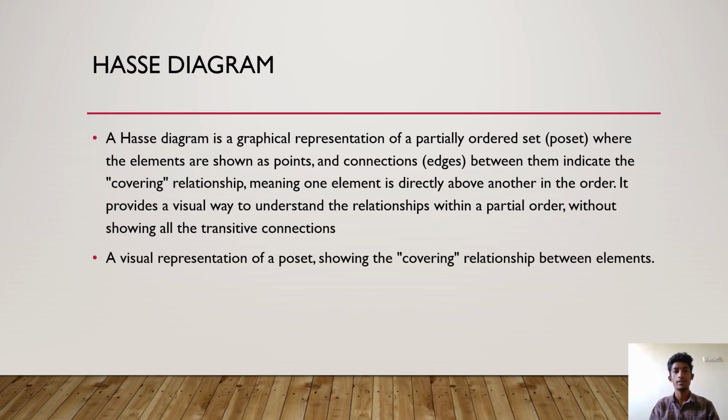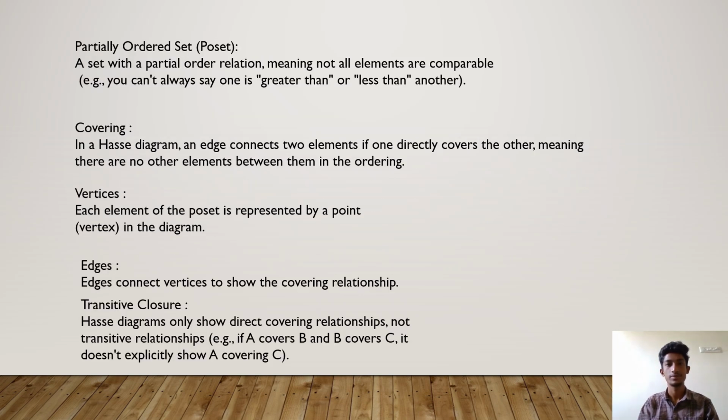Hasse diagram. A Hasse diagram is a graphical representation of a partially ordered set or poset, where the elements are shown as points and connecting edges between them indicate the covering relationship, meaning one element is directly above another in the order. It provides a visual way to understand the relationships within a partial order without showing all the transitive connections. A visual representation of a poset showing the covering relationship between the elements.